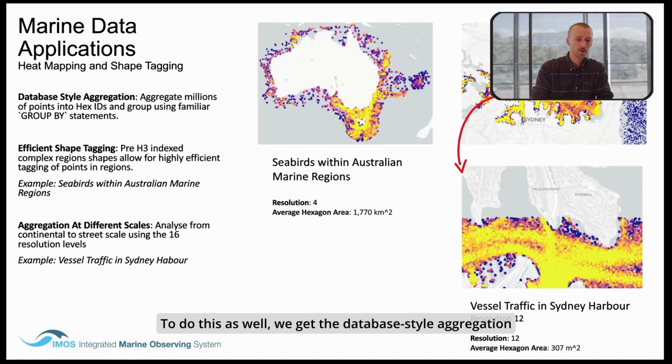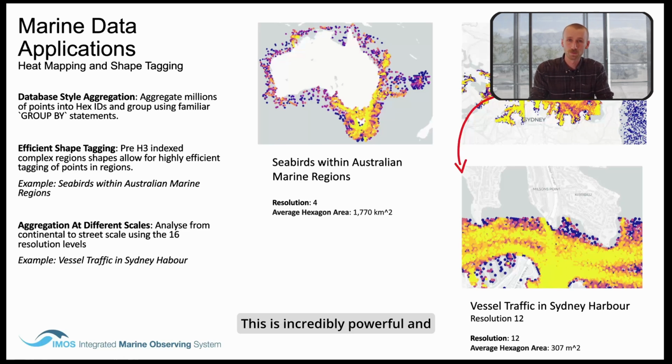To do this as well, we get the database style aggregation. So we can aggregate millions of points geospatially simply using regular group by statements. This is incredibly powerful and reduces the complexity of the compute and makes all of our queries much, much faster.